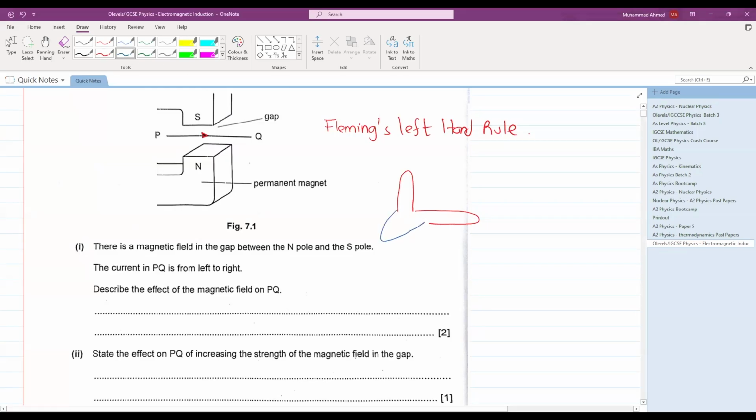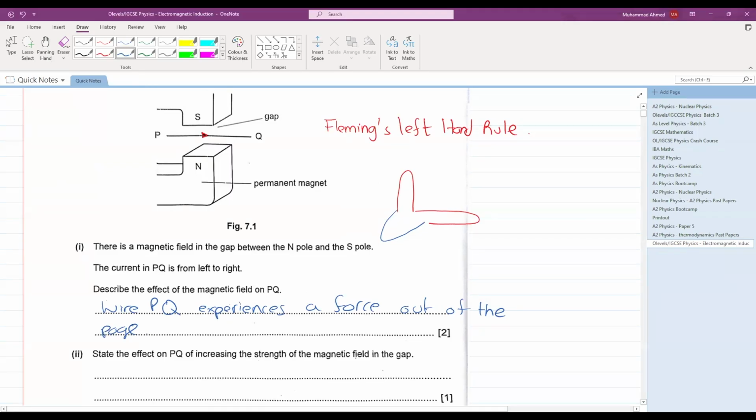So you will say that the wire PQ experiences a force out of the page. Simple. Let's move on to part 2.